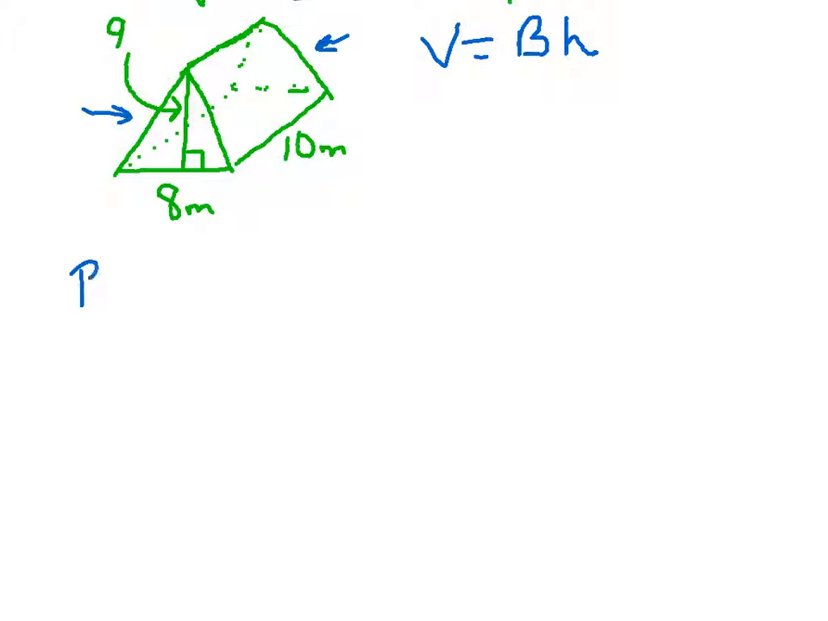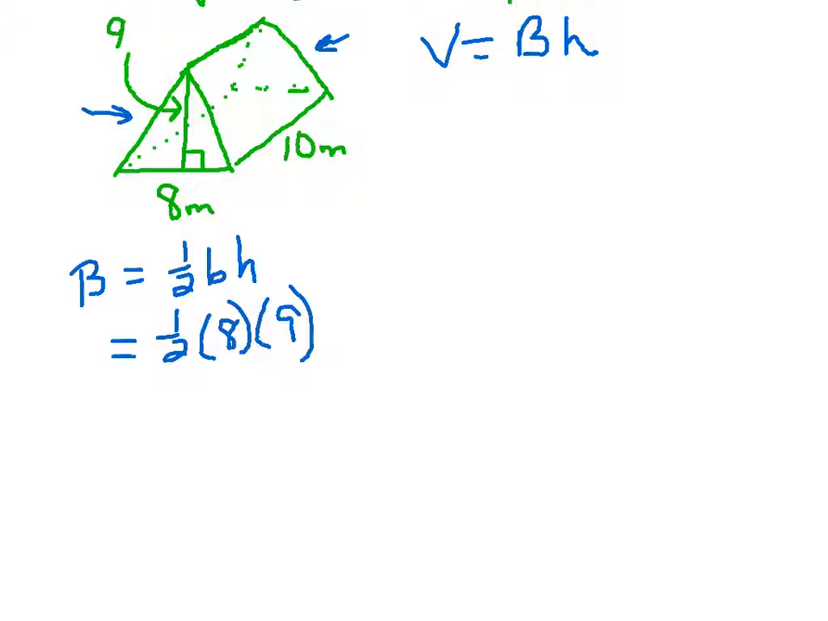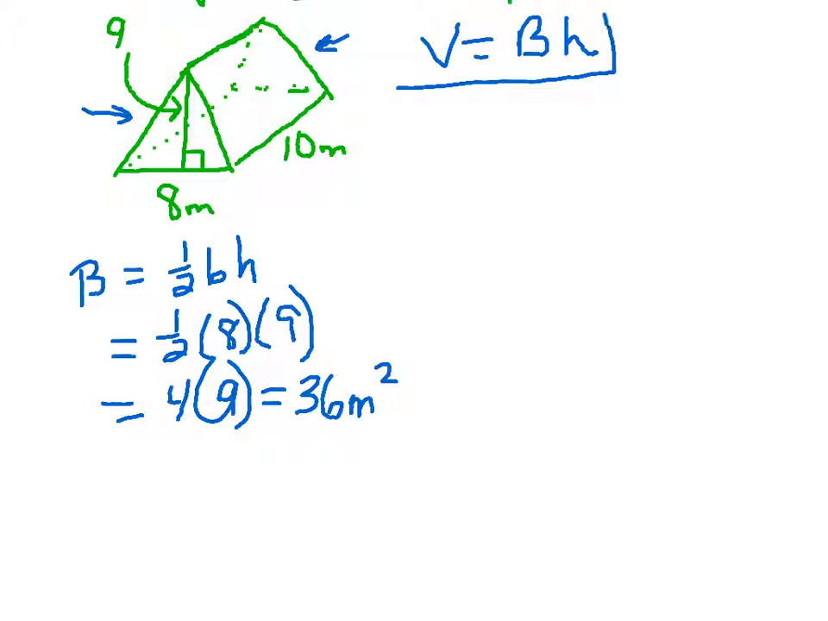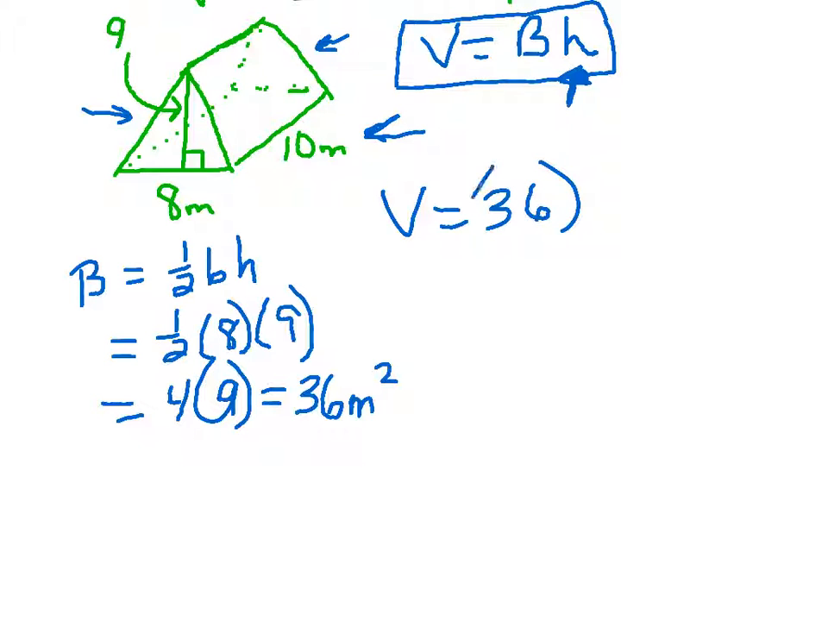So we'll start with our base area. For a triangle, it's 1/2 base times height, same as in the last example. 1/2, our base is 8, our height of the triangle is 9. So 1/2 of 8 is 4, and 4 times 9 will give us 36 meters squared. So we're almost done with our formula. We just need to find the h here, which means the distance between our two triangles, which is 10. So volume is going to be 36, our base area, times our height, which is 10, which is going to give us 360 meters cubed.